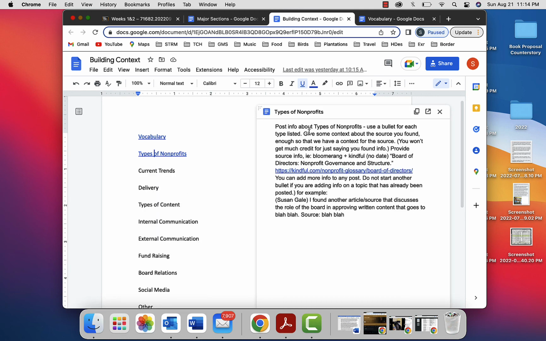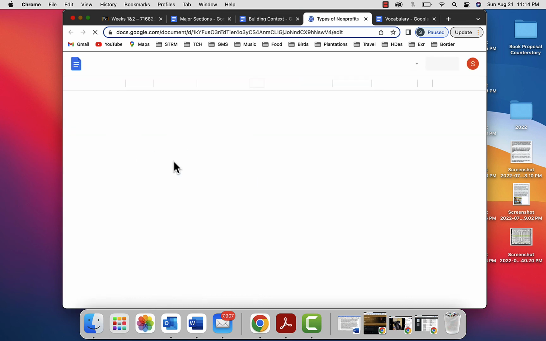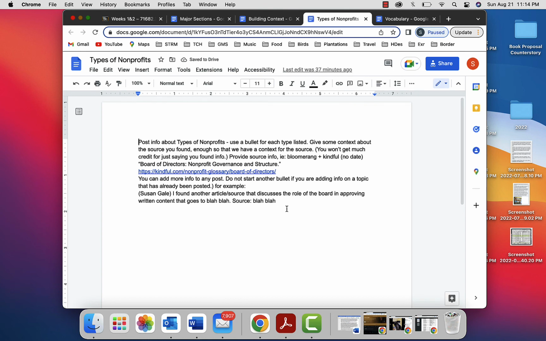And you can see when you go back, types of nonprofits, it's the same kind of thing. So you can post on that. I don't know why that one didn't open. Oh, there we go. So just right under here, you could put another bullet and post. So that's where I thought we'd get started with those two.